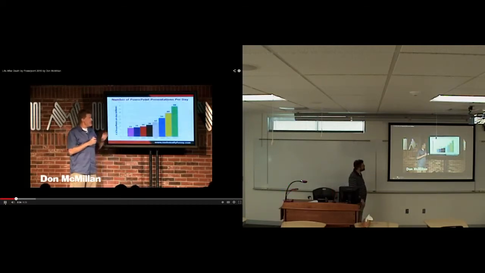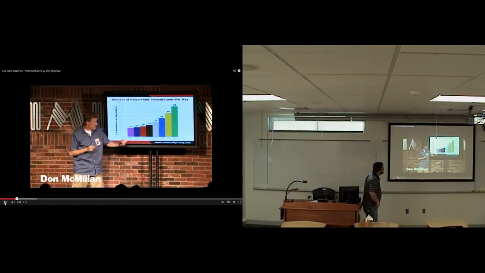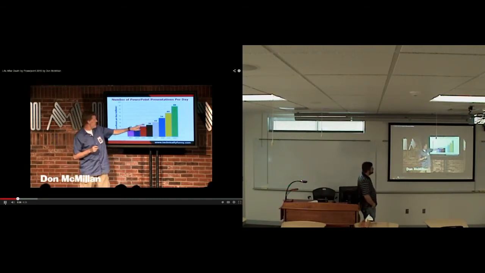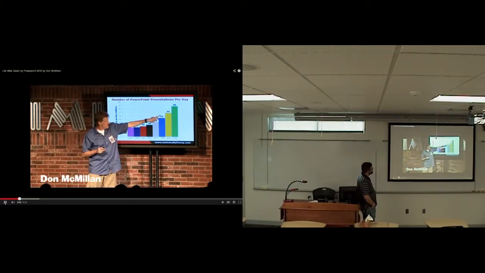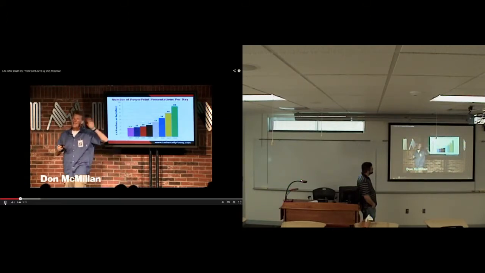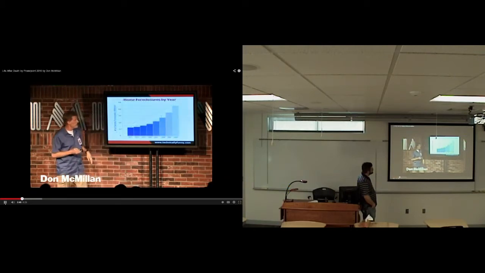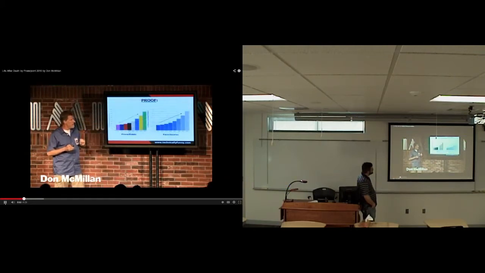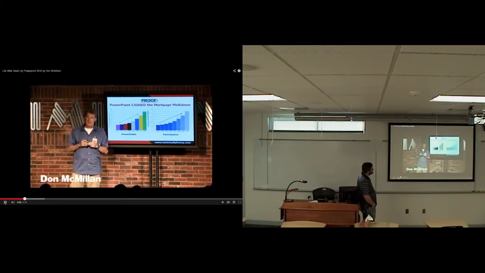And how bad has PowerPoint gotten? This is actually the number of PowerPoint presentations per day. Look at that. It's 43 million per day in 2007, 54 million 2008, 69 million this year, 88 million per day next year. Now, I looked at this chart. Look, that is growing exponentially. I looked at this chart. Here's home foreclosures per year. You see, that's growing about the same way. I realized that PowerPoint actually caused the mortgage meltdown.